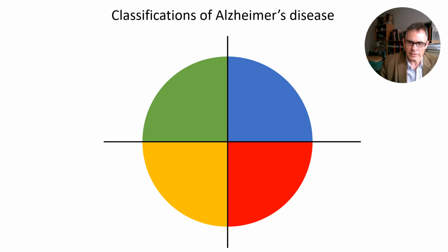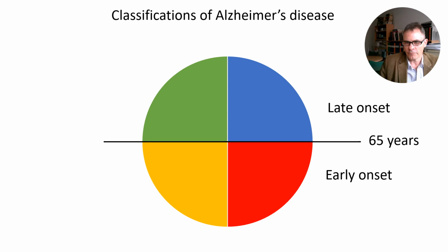We can actually classify it into 4 different forms, and that's based on 2 parameters, 2 differences. Now, the first parameter or difference that we're going to look at is the age at which Alzheimer's disease occurs. Most Alzheimer's disease occurs in older individuals, and an arbitrary threshold has been set at 65 years. And if you develop Alzheimer's disease after 65 years, then that's said to be late onset disease. If you develop Alzheimer's disease before 65 years, that's said to be the early onset form of the disease.